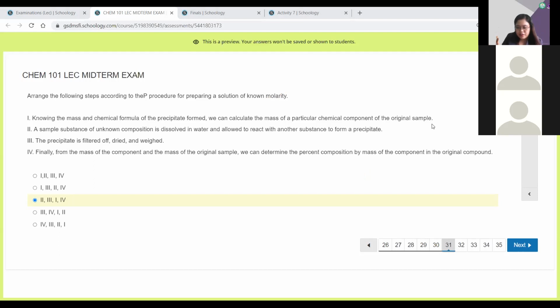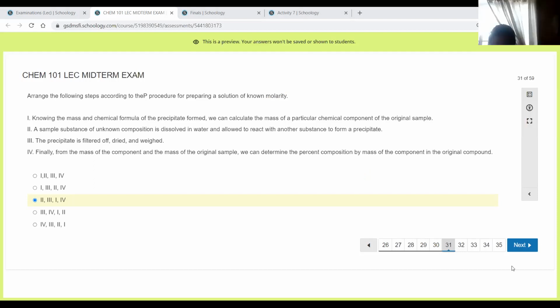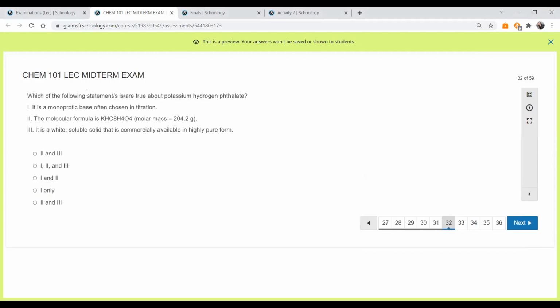Meron ba ang dito mali for this item? Wala. Tama mo tanan. Bisag mali ang question. Okay, continue tayo.